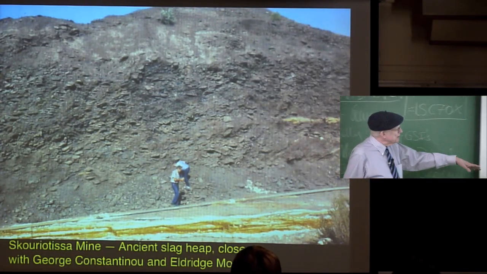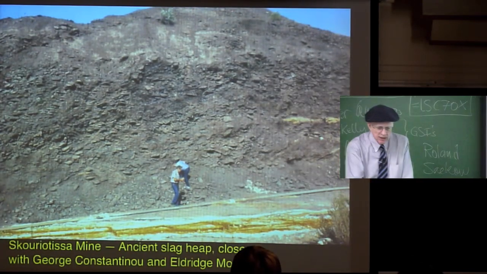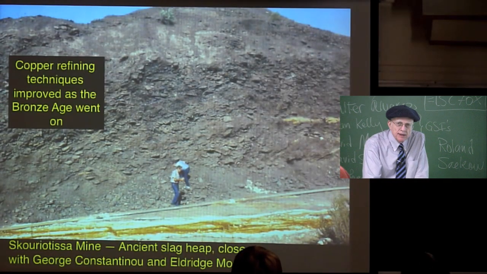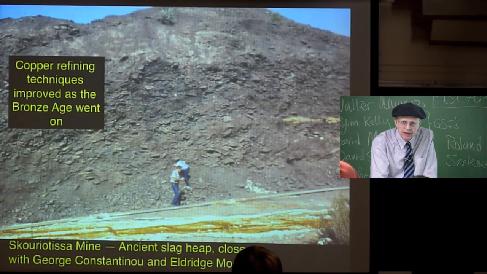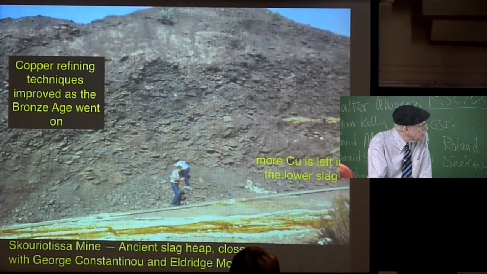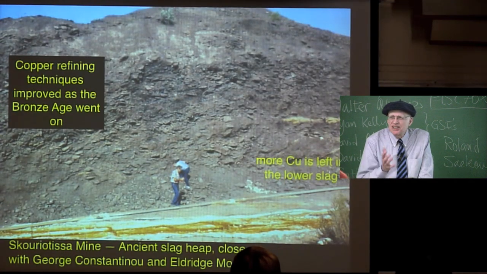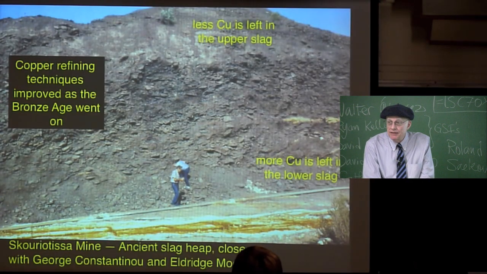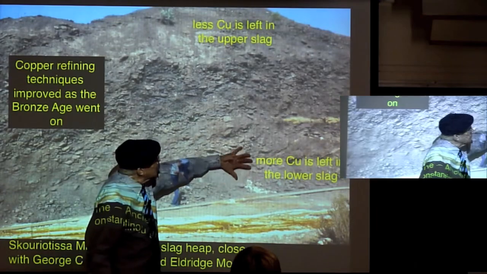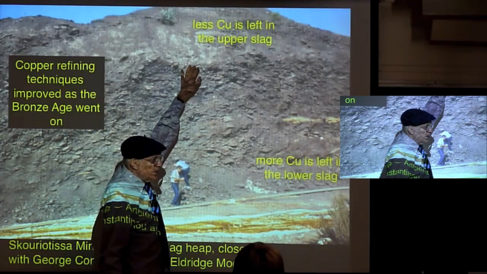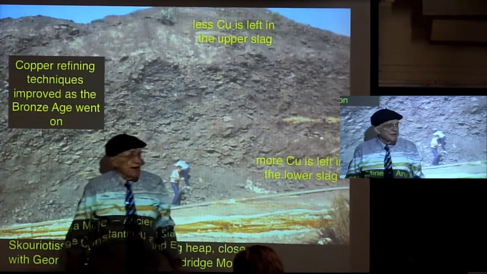So this pile was built up probably over hundreds of years in the Bronze Age as the miners were working through this. And what they found was that clearly copper refining techniques had improved as the Bronze Age went on. And here's how you can tell. If you look down at the bottom, the lower part of the pile, there's more copper left in the slag. And if you go up higher in the pile, there's less copper left. So what that tells you is that as this pile grew over the years and the decades and the centuries, they got better at extracting the copper because there's not as much left in the stuff at the top.